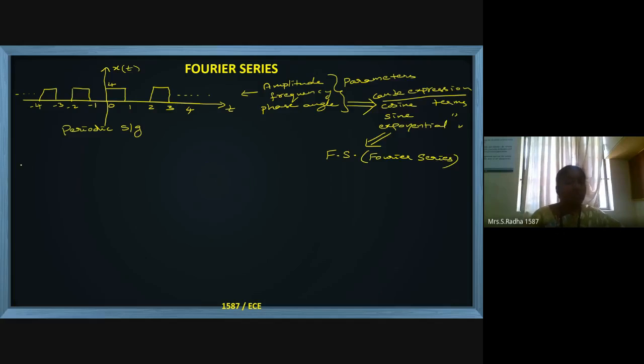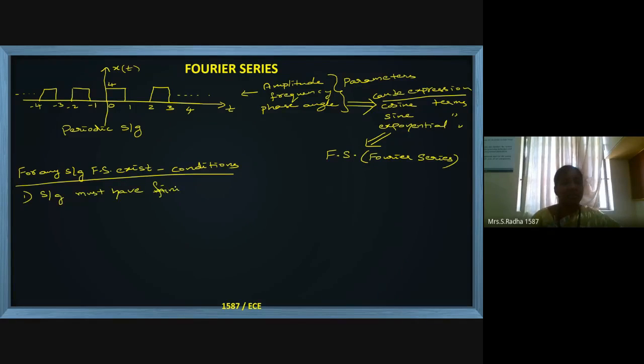For a Fourier series to exist for any signal, it exists based on some conditions. The first condition: the signal should have a finite number of maxima and minima. The second condition: the signal should have a finite number of discontinuities.